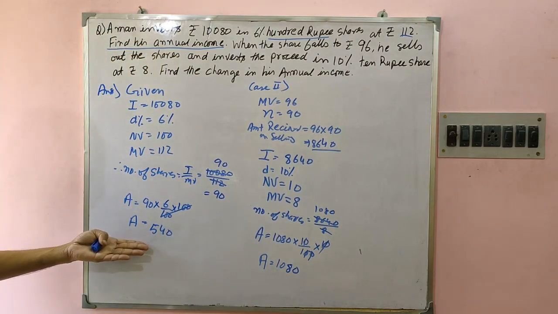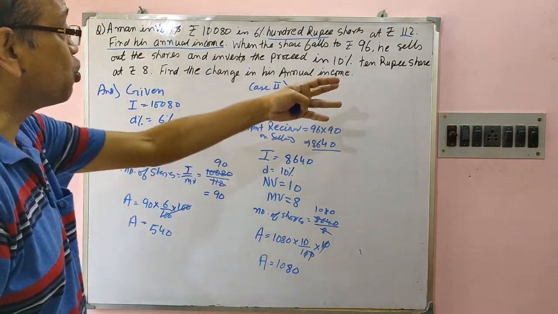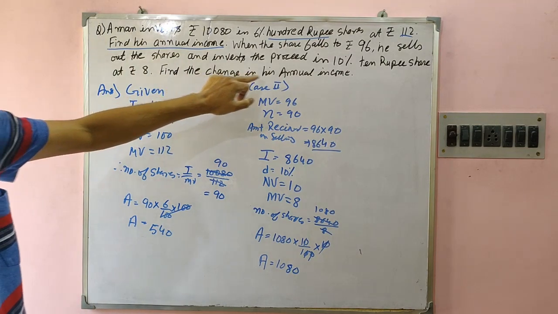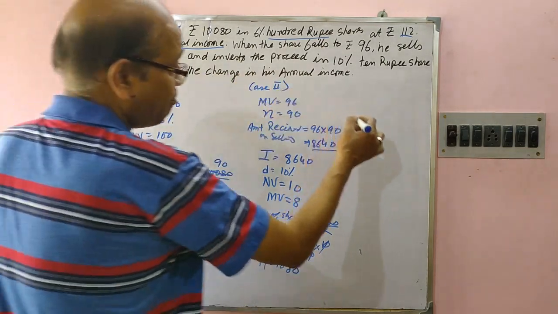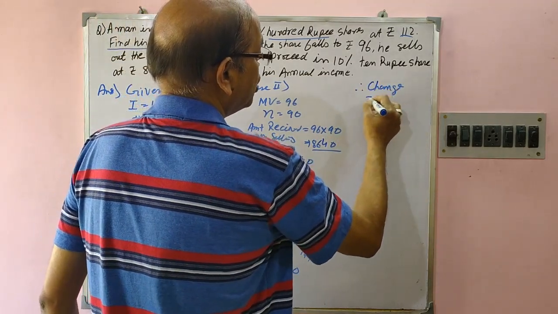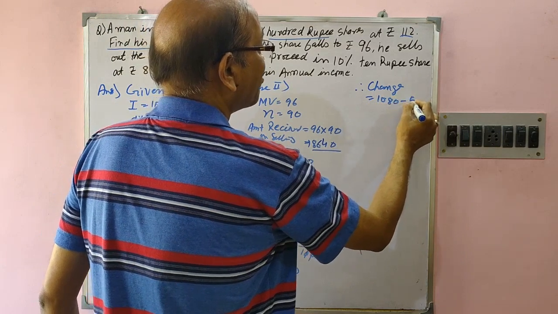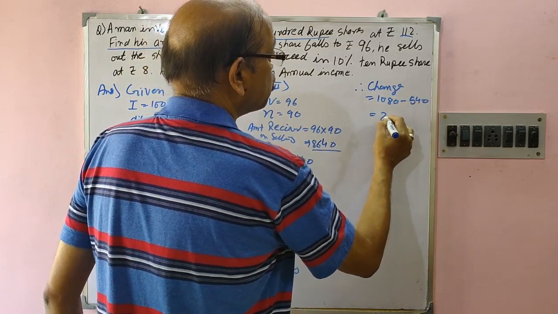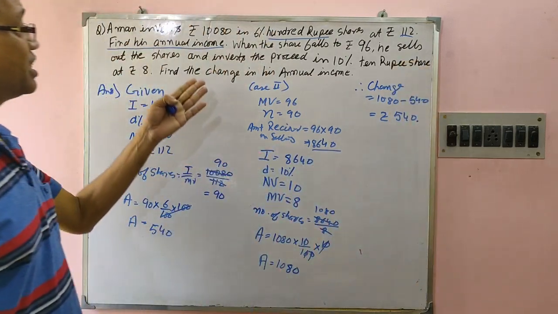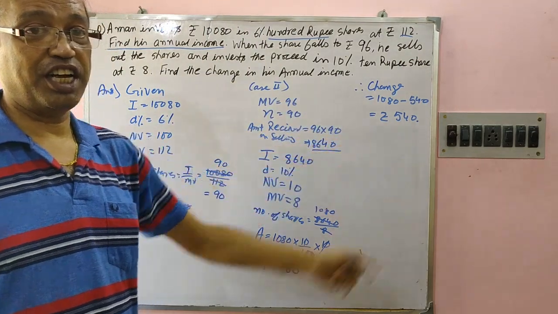Initially he got 540. Now this is 1080. The question is find the change in his annual income. Therefore, change is 1080 minus 540, which is equal to rupees 540. Therefore, the change in the annual income is 540. Clear?